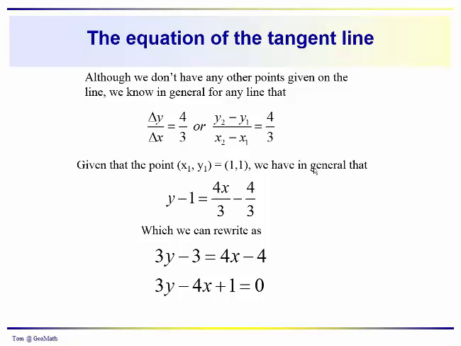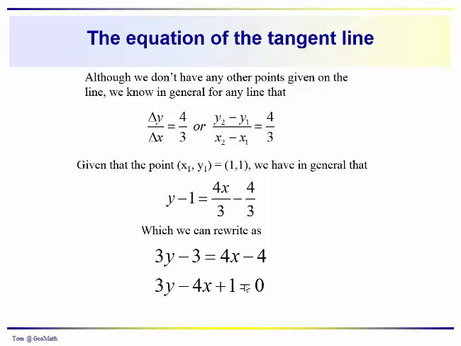So we have a general relationship then. Substituting y for some general y2, we have y minus 1 is equal to 4/3 times (x minus 1). I've just carried through the 4/3 here, so that we have 4x over 3 minus 4/3. And we can rearrange this as 3y minus 3 is equal to 4x minus 4, and also into a form where 3y minus 4x plus 1 is equal to 0.